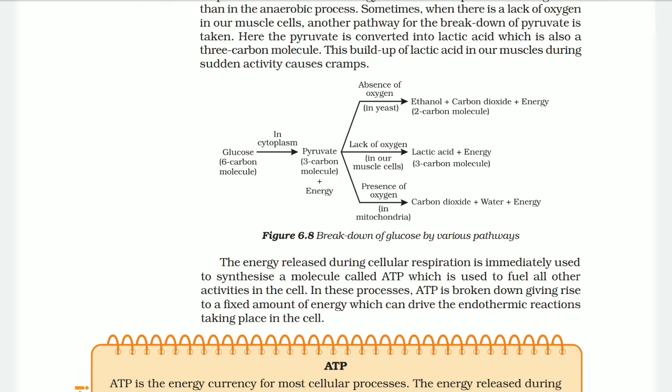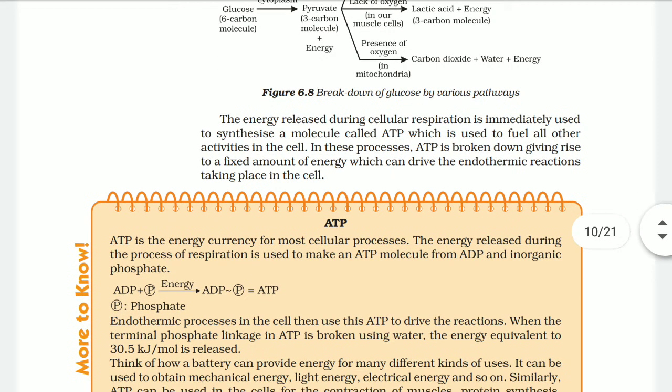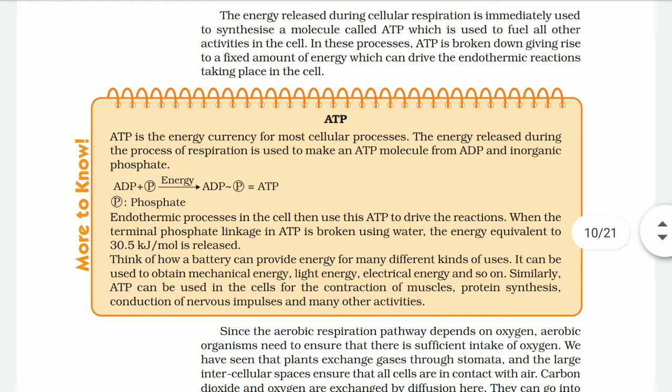Now, the energy released during cellular respiration is immediately used to synthesize a molecule called ATP, which is used to fuel all other activities in the cell. In this process, ATP is broken down, giving rise to a fixed amount of energy, which can drive the endothermic reactions taking place in the cell. ATP is known as the energy currency of the cellular process.